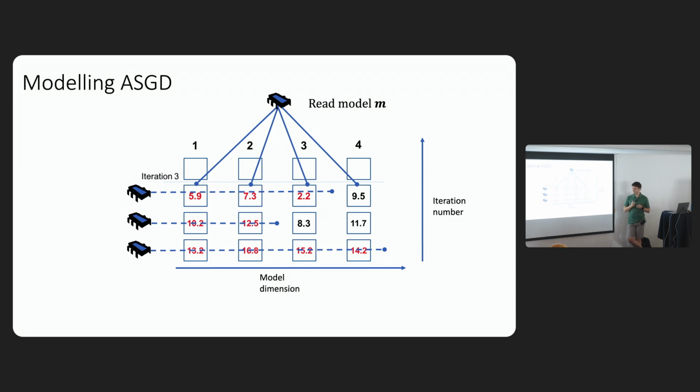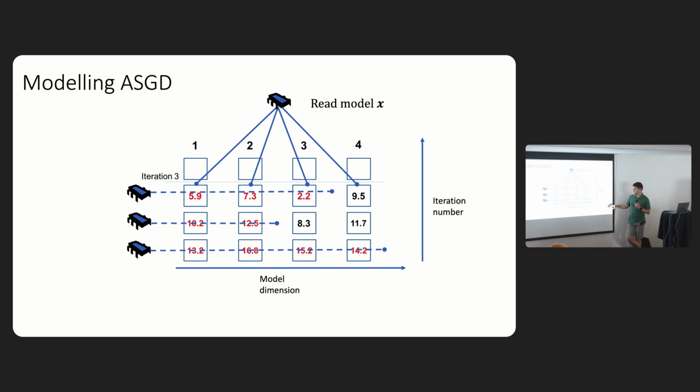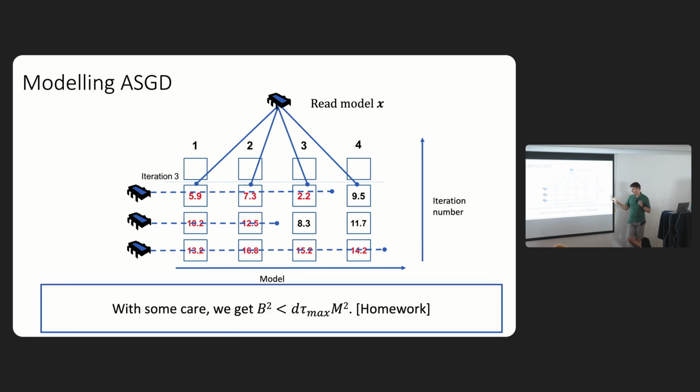I think we can eliminate the n. If we define tau to be the maximum number of previous updates that the scan might miss, which is basically the maximum interval contention of any single operation, then we don't need the n anymore. It's basically the maximum depth at which we could have a black value. And I'll give you the update here.